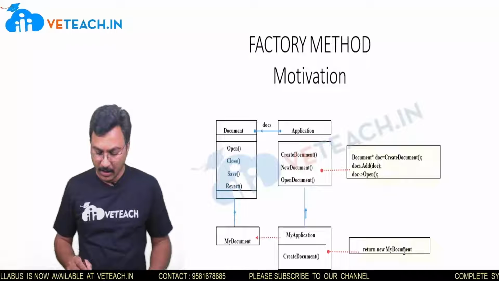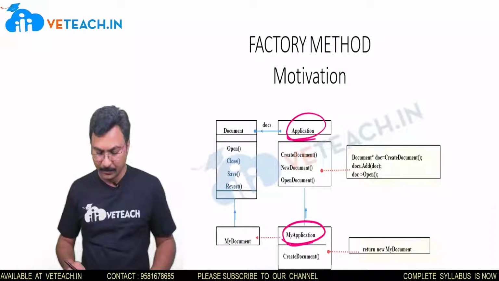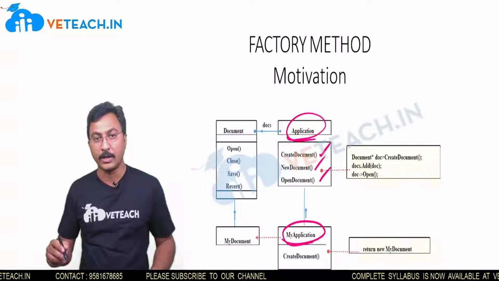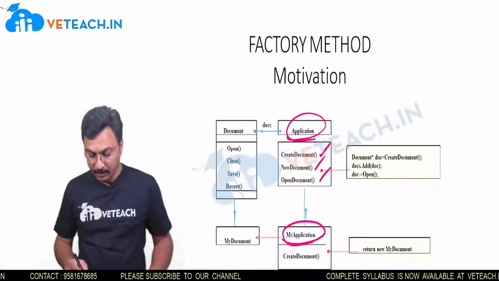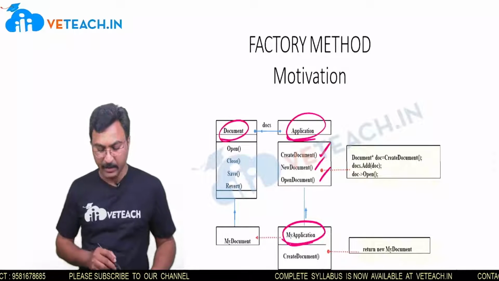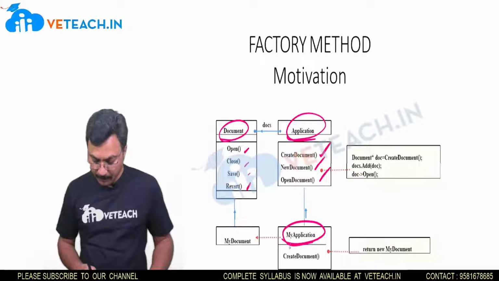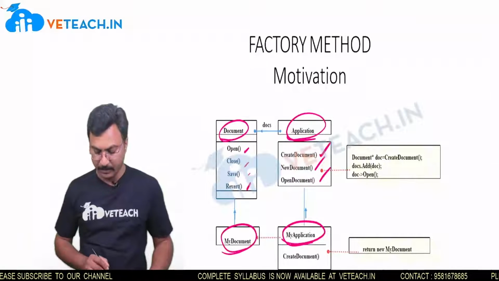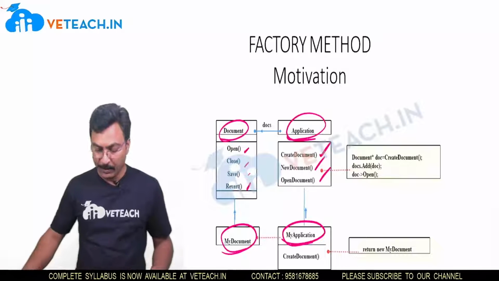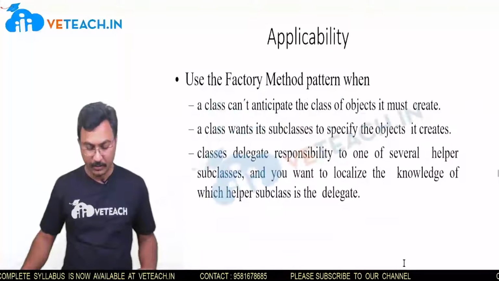How are we trying to solve it? There is an application, my application, being instantiated. So an application has create document, new document, and open document operations implemented. So there is a document being created with operations open, close, save, and revert. That's very simple. But with my application, a my document is being created. So it creates a new my document, where an application creates a document. So that's our motivation and how we are trying to solve it.